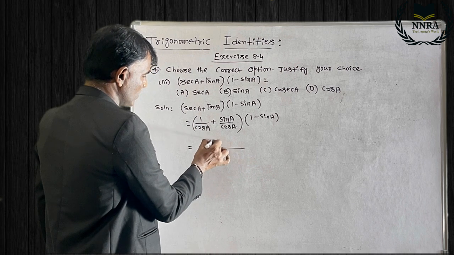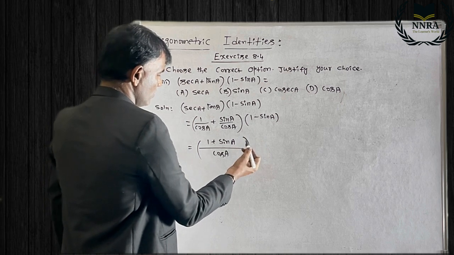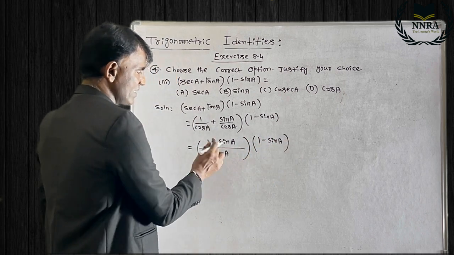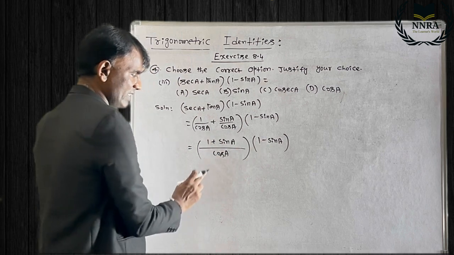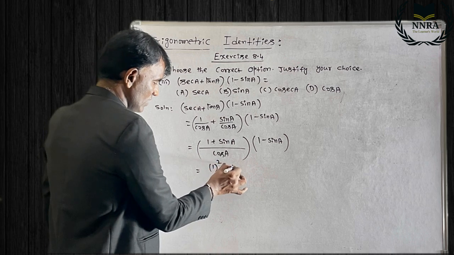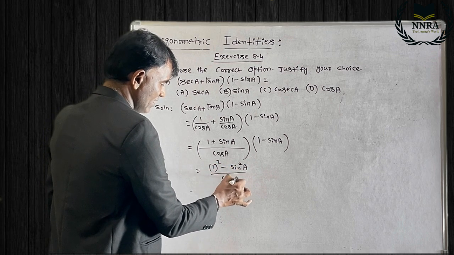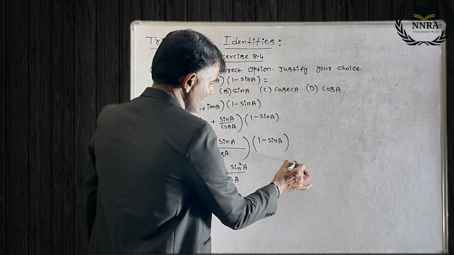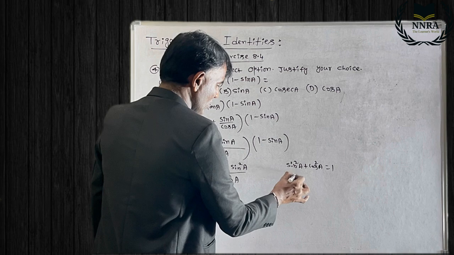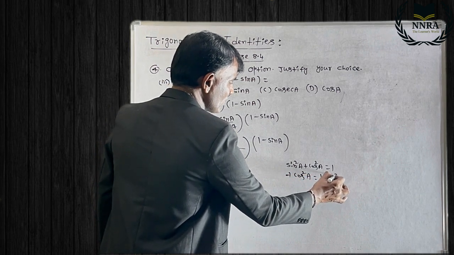And coming to numerator, that is 1 plus sin A into 1 minus sin A. Now how to write this? This is the form of a plus b into a minus b now. So a plus b into a minus b means a square minus b square. So 1 square minus sin square A divided by cos A. And this is the formula. Sin square A plus cos square A equal to, what is that? 1. So cos square A equal to 1 minus sin square A.